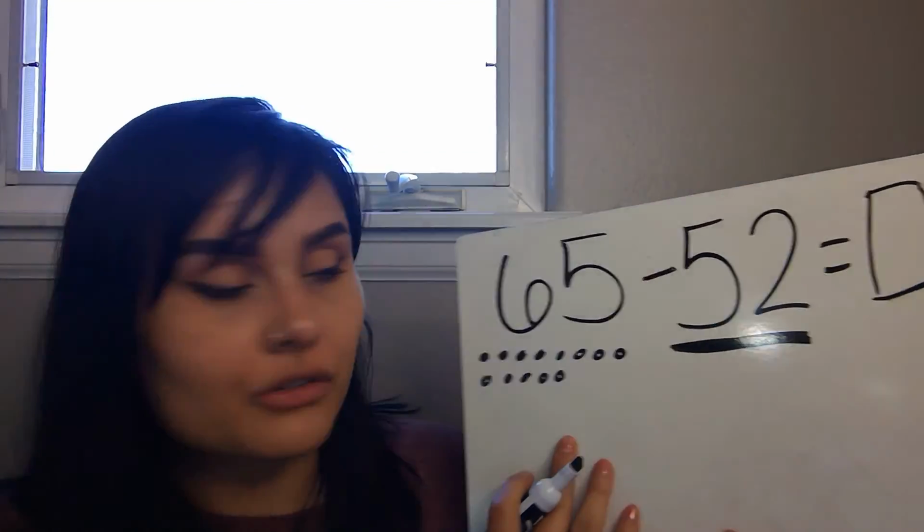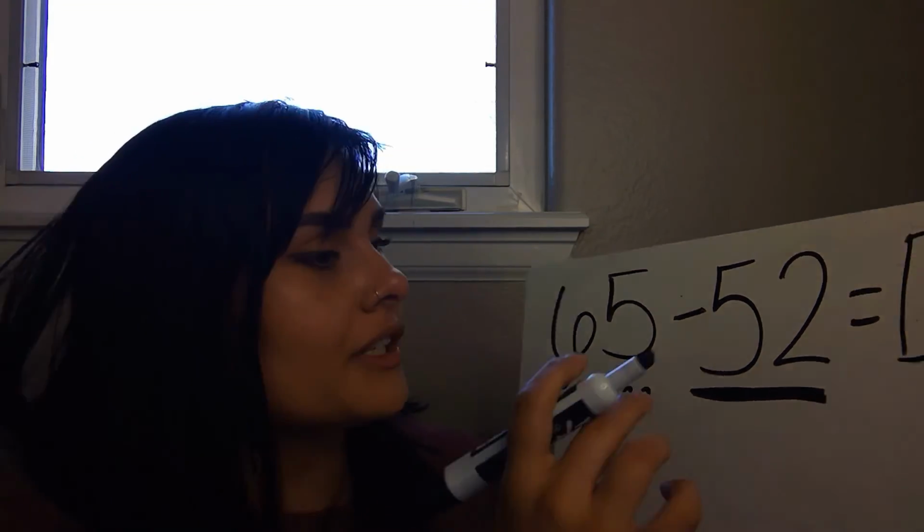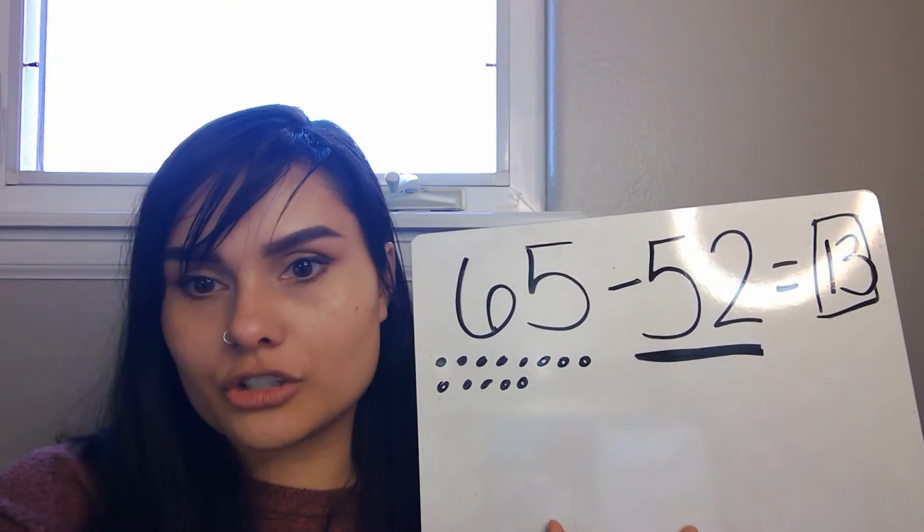Now let me count how many circles. 2, 4, 6, 8, 10, plus 3 is 13. There's 13 cookies left.